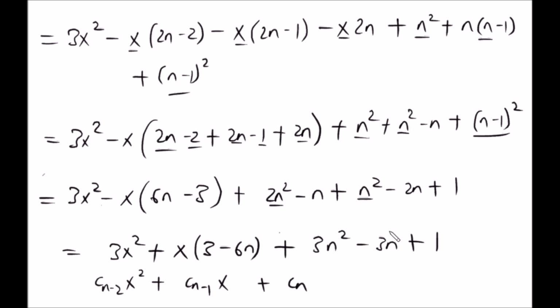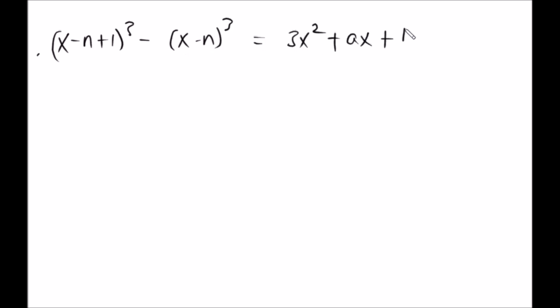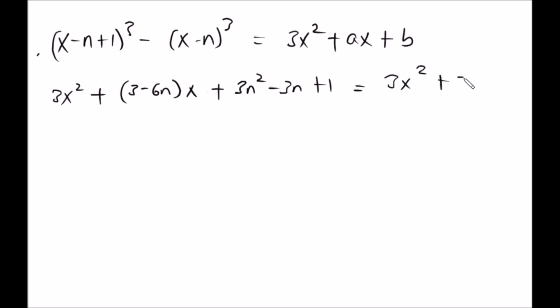So sasa hivi sasa ndo naweza equate na ile equation ya upande wa kulia kwenye swali. Kwa hiyo itakuwaje? Kumbe sasa upande huu ulikuwa ni x minus n plus 1 cube minus x minus n cube. Tulisema sasa kwenye swali pale 3x squared plus ax plus b. Sasa huku nimepa expand, pamekuwa ni 3x squared plus, so we have 3 minus 6nx plus 3n squared minus 3n plus 1. So ni sasa na 3x squared plus ax plus b.